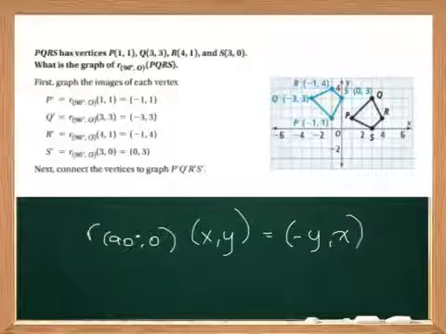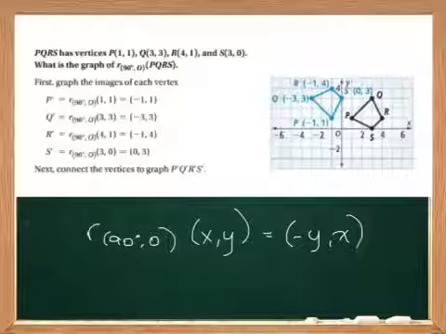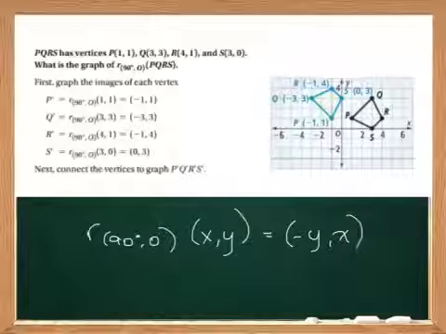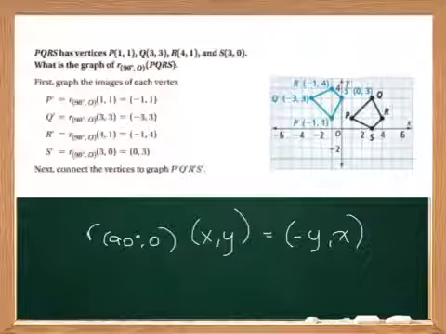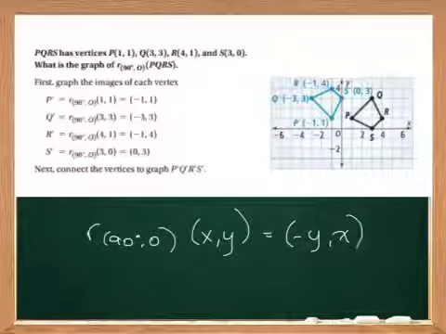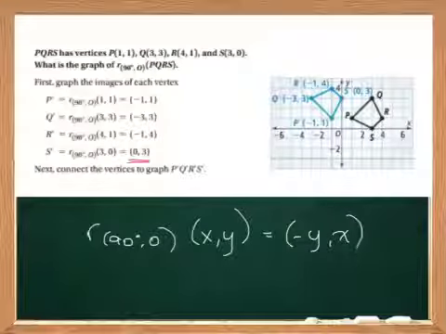So 1, 1 becomes negative 1, 1. For Q prime, 3, 3 becomes negative 3, 3. For R prime, 4, 1 becomes negative 1, 4. And for S prime, 3, 0 becomes 0, 3 because you can't have a negative 0. So it's just 0, 3.